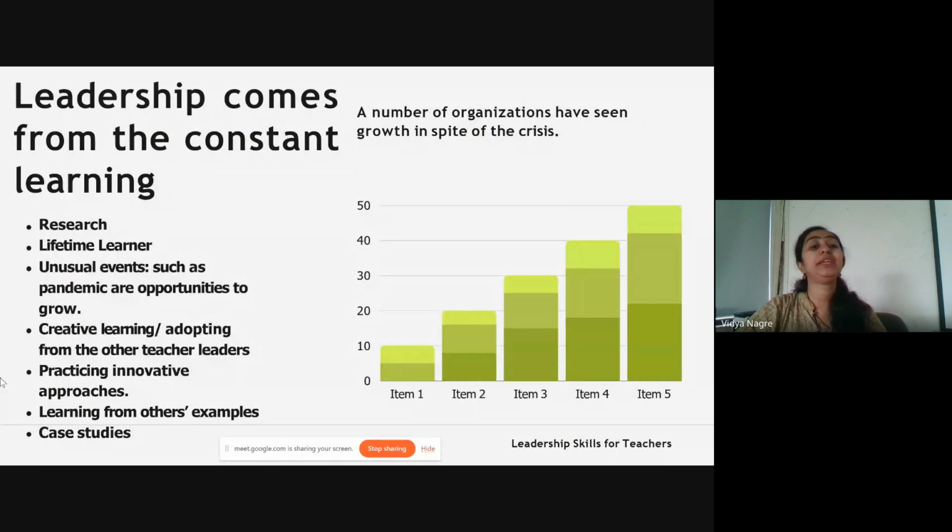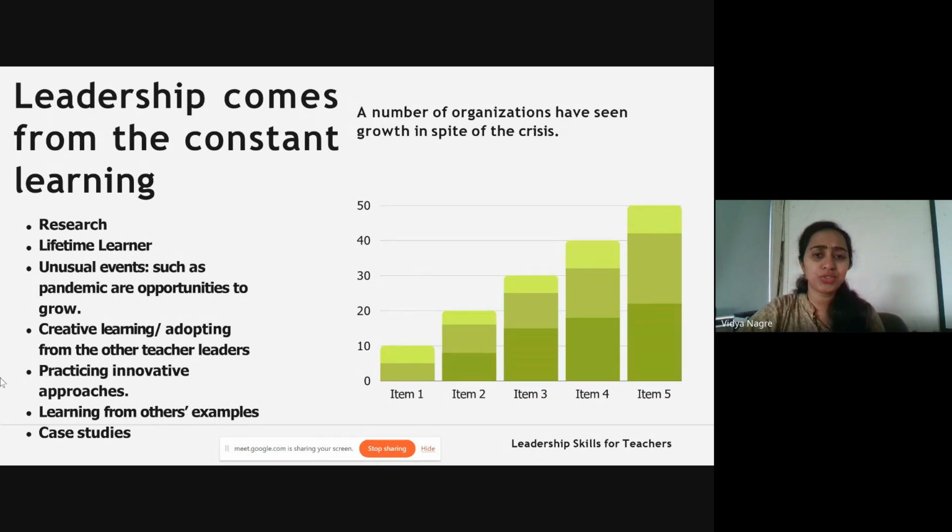As a leader, you should be a constant learner. What should you do for that? Research. A leader is always a lifetime learner. When unusual events come, such as the pandemic, have a positive approach, as this is a learning opportunity or an opportunity for growth. Be creative, learn creative things, adopt from others' examples, model upon really good teacher leaders who are superior to you. Practicing innovative approaches will also make you a really good learner as well as leader.